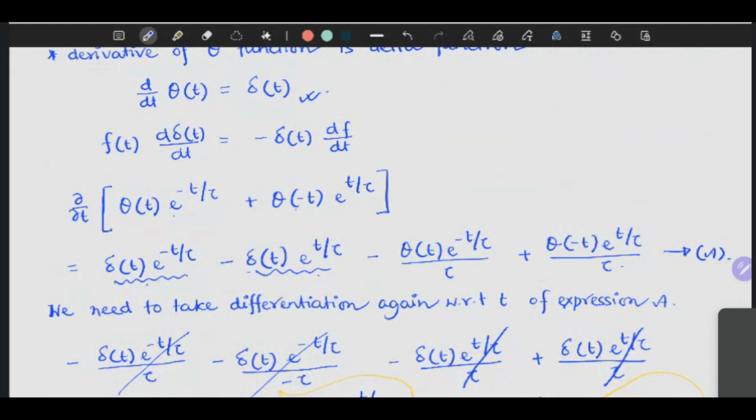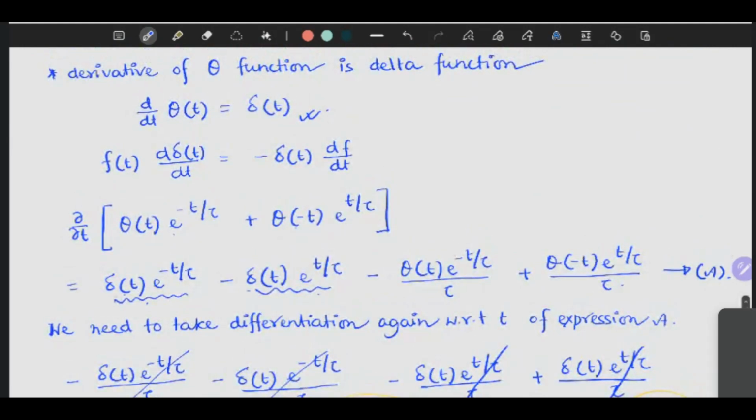Now if you take the double derivative, for the first expression, if you differentiate this exponential function, this will be minus delta t e to the power minus t by tau. And if you differentiate this, here we will use this function. Since this is d by dt of delta t, it becomes minus delta t times df dt. So the differentiation of this function is minus of e to the power minus t by tau into minus t. So this will be plus and this is minus, so that's why it cancels out.